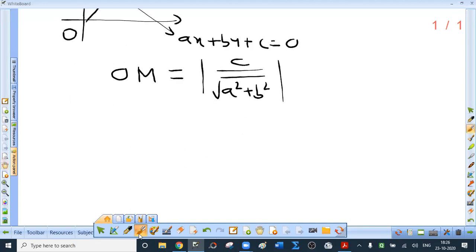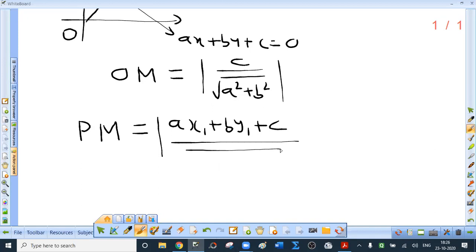is PM equal to mod of ax1 plus by1 plus c upon root a square plus b square. Okay.